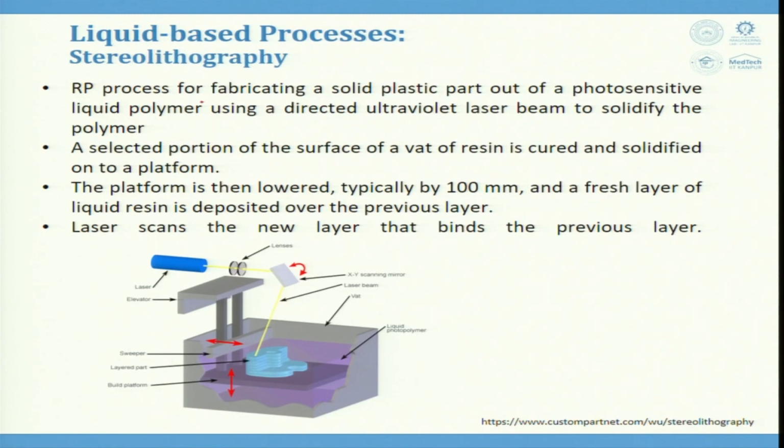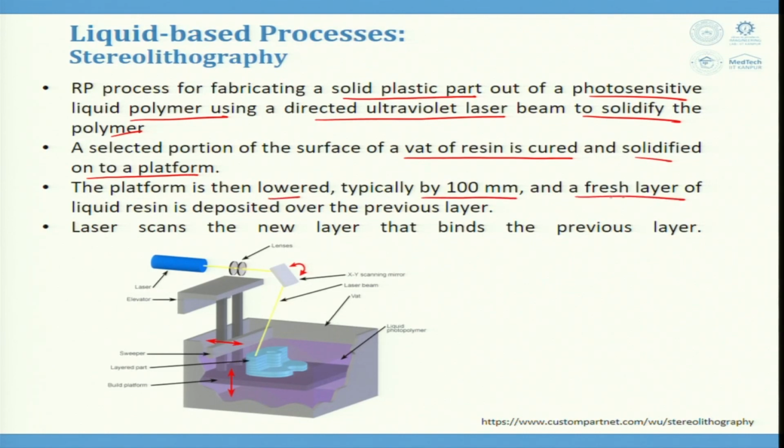Rapid prototyping process for fabricating a solid plastic part out of photosensitive liquid polymer using a direct ultraviolet laser beam to solidify the polymer is known as stereolithography. A selected portion of the surface of the vat of resin is cured and solidified onto the platform. The platform is then lowered typically by 100 mm in general, and a fresh layer of liquid resin is deposited over the previous layer. The laser scans the new layer that binds the previous layer.